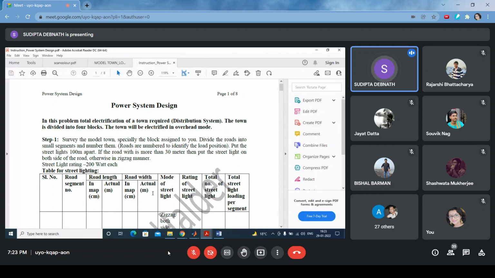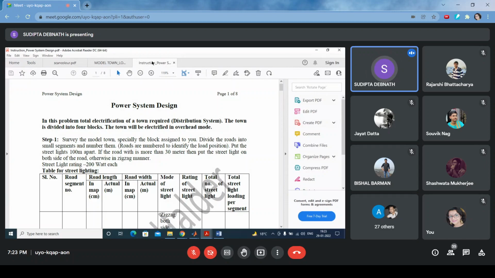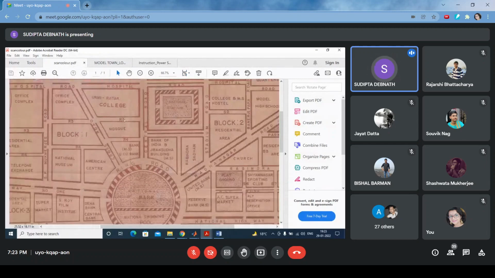Similarly, you measure the road width also. How to measure the road width? You measure it also by scale. You can see that this width is more than this road. These are all roads. Now, if the road width you find is more than 30 meters, then you put street lights on both sides. That means probably this one will not be more than 30 meters.